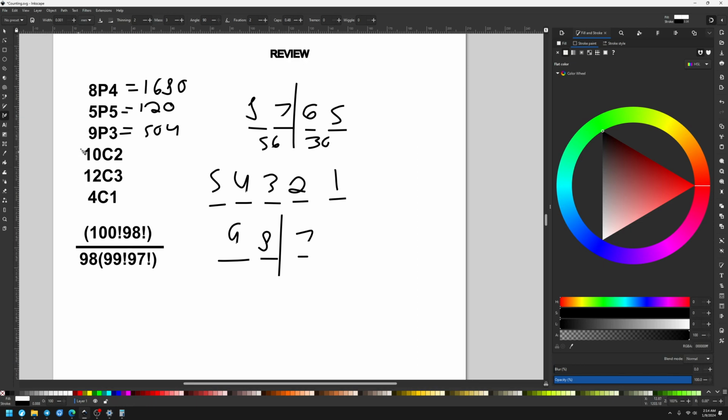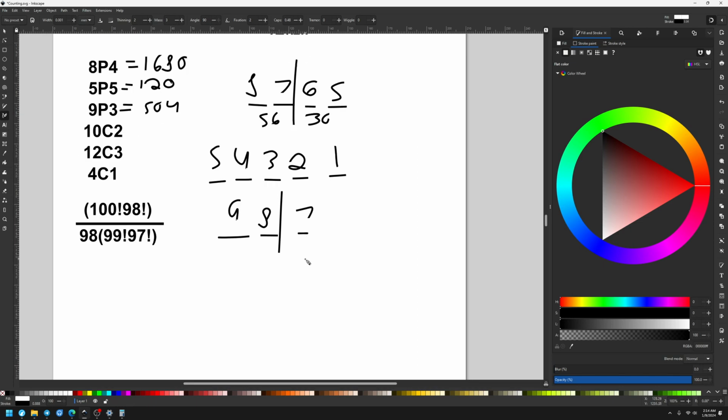Now for 10 choose 2, we have 2 slots, 10 choices for the first, 9 for the second, and then we divide by the number of ways there are to arrange these two, and that's going to be 2 factorial. So 10 times 9 divided by 2 factorial, which is 2. So 90 divided by 2 is equal to 45.